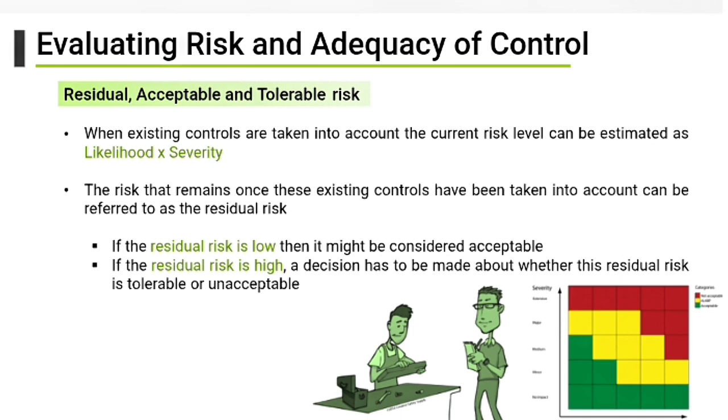Tolerable risk. However, if the residual risk is identified as being at a higher level, a decision must be made regarding whether this residual risk is tolerable or not. Tolerable in this context refers to a risk level that is deemed to be within the bounds of what is reasonable and acceptable, given the circumstances, but is still recognized as posing a certain degree of threat or potential harm.